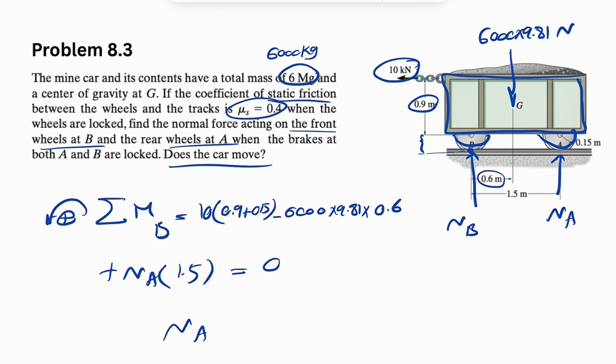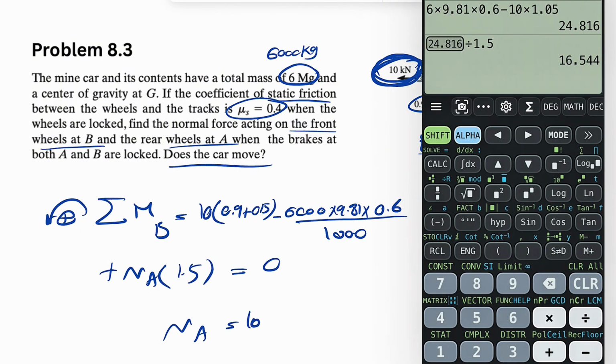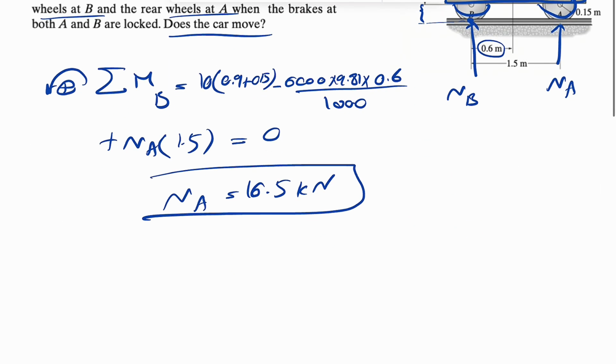So another thing I forgot to mention is that we know that this force is in kilonewton, and what we have in here is in newton. So if we want to be consistent with the units, we need to divide this by 1,000. So basically we have 6 times 9.81 times 0.6, minus 10 times 1.05, and we're going to divide this by 1.5. So it's going to be 16.5 kilonewtons for the NA.